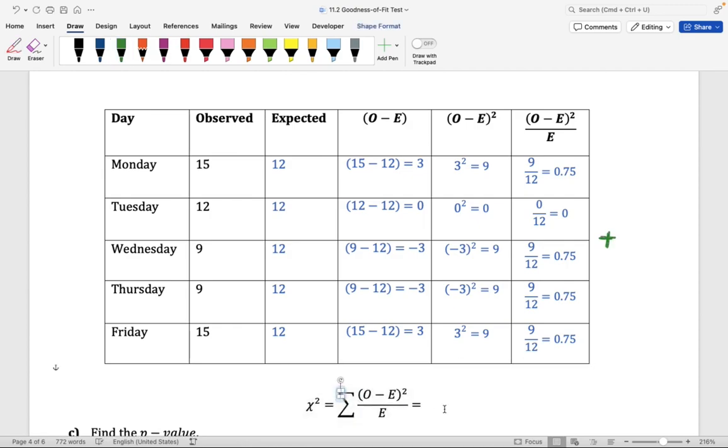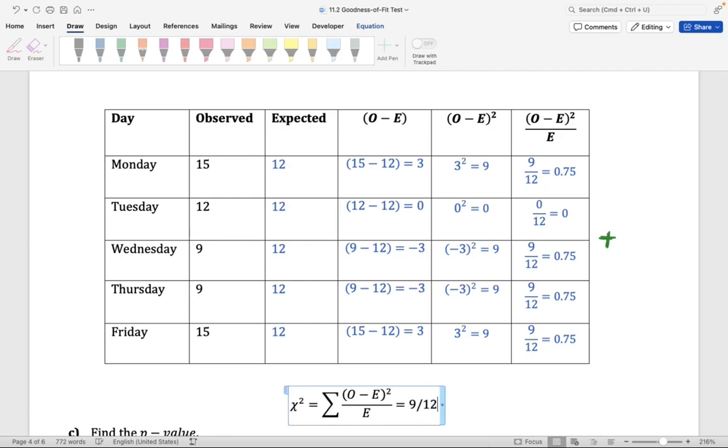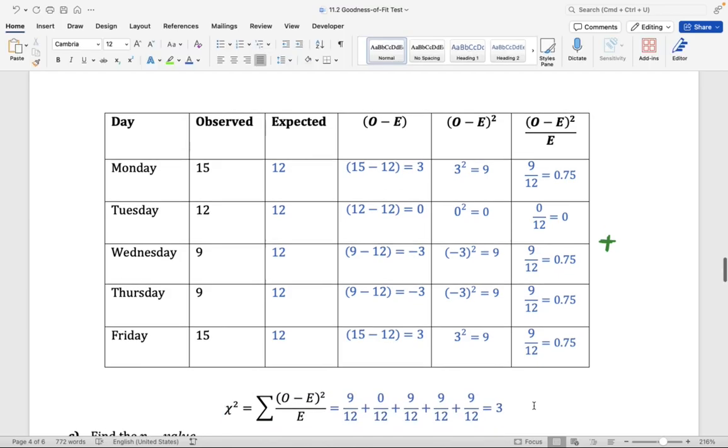And so here, let me show the work. And I'm going to show this using the fractions. So we had 9 divided by 12 plus 0 divided by 12 plus 9 divided by 12 plus 9 divided by 12 plus 9 divided by 12. Again, here I'm trying to emphasize that we're simply taking the sum of (O minus E) squared divided by E. I know that the fractions simplify very nicely, but it's not always the case. That is why I'm using the fractions here. Again, I'm doing this step by step to emphasize how you would do this for any problem. When you add those fractions, you should be getting 3. This is the test statistic.